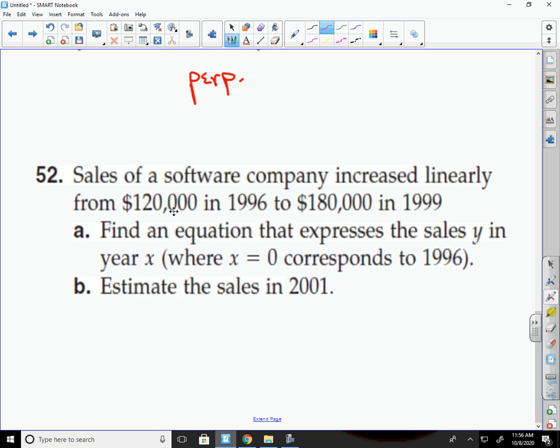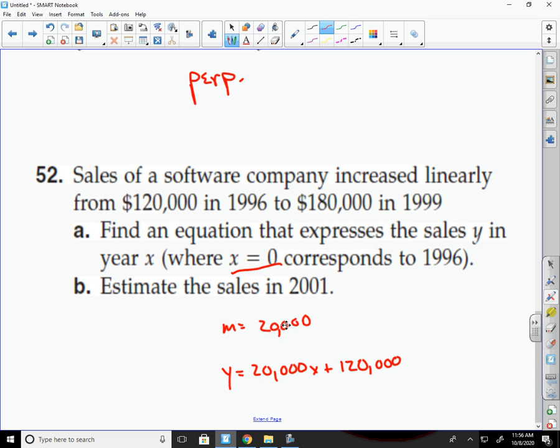So I have 120,000 in 1996. So I do 180 minus 120, that gives me 60,000, divided by 99 minus 96. That's 60,000 over 3, which gives me a slope of 20,000. So since that's in x equals 0 years, I do y equals 20,000x plus 120,000.